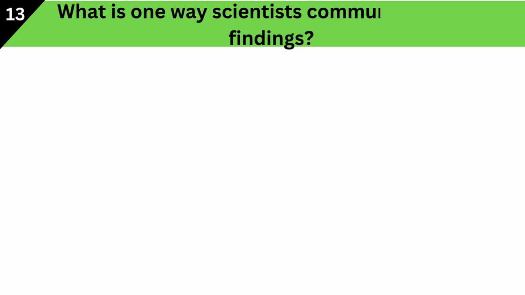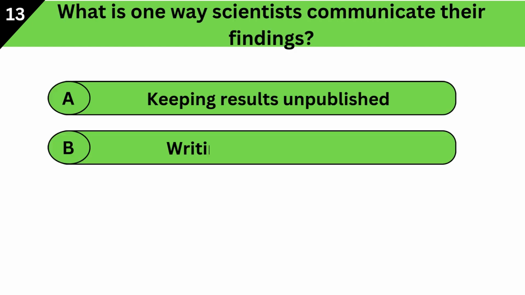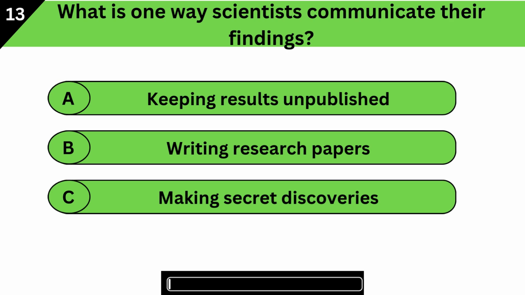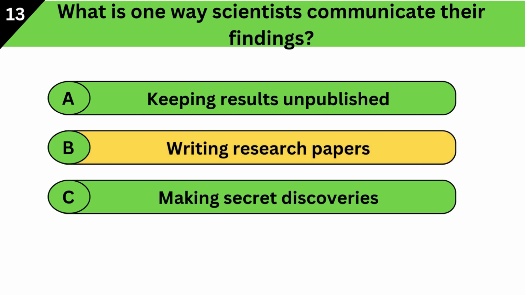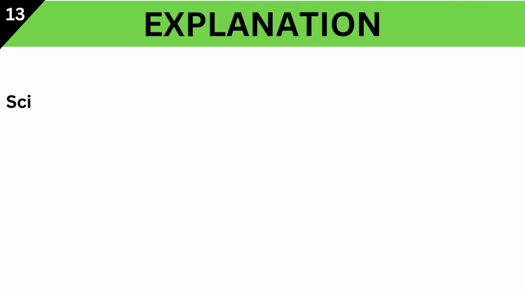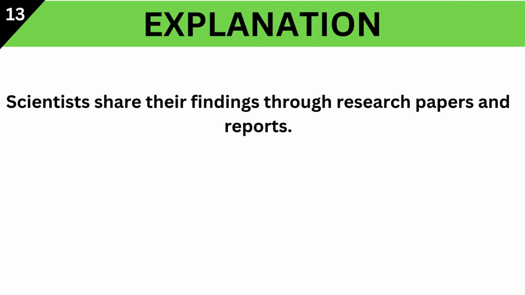What is one way scientists communicate their findings? Option A, keeping results unpublished. Option B, writing research papers. Option C, making secret discoveries. Correct answer. Explanation. Scientists share their findings through research papers and reports.